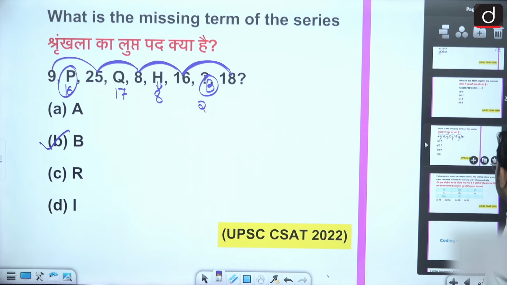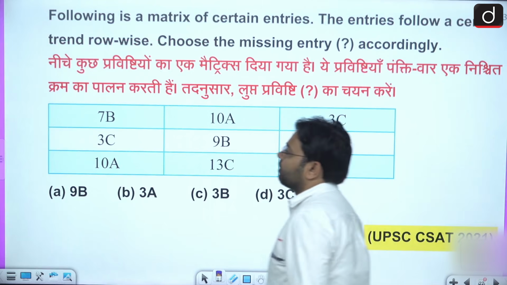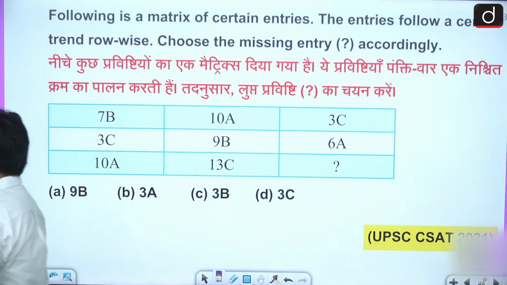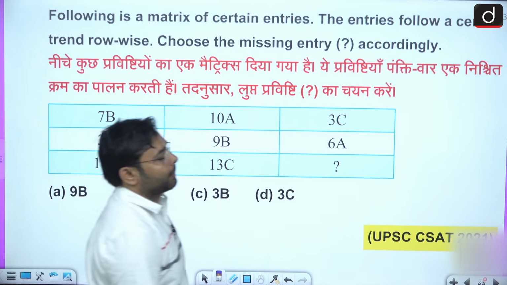Next one. This is from 2021. You simplified a question like this. The following is a matrix of certain entries. The entries follow a certain trend row-wise. Choose the missing entry accordingly.